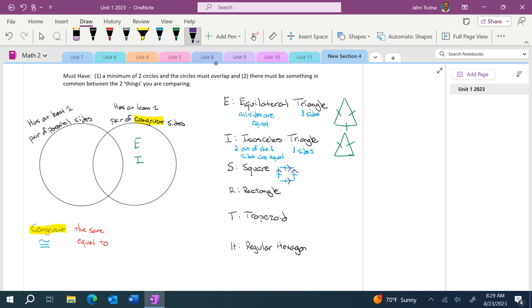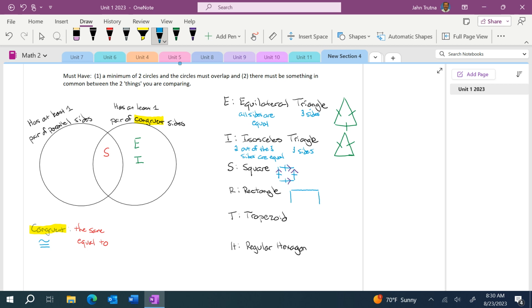For a square, does it have at least one pair of congruent sides? The answer is yes, it does. So both of these criteria are in common for a square. So what we do is we put the square in the middle part, the common part of the Venn diagram. All right, a rectangle. So a rectangle is a four-sided shape.